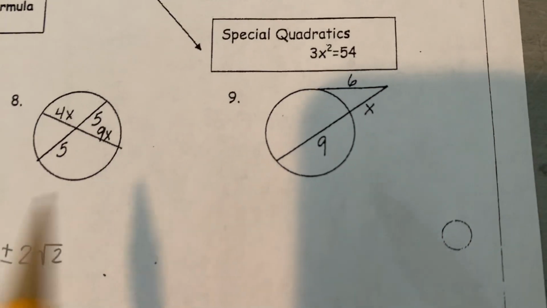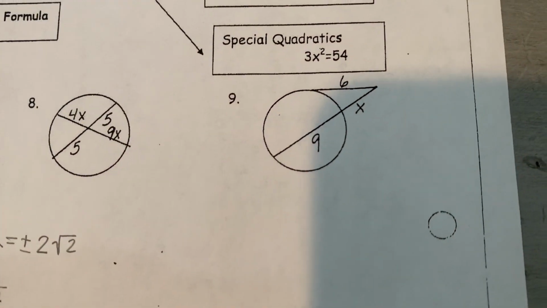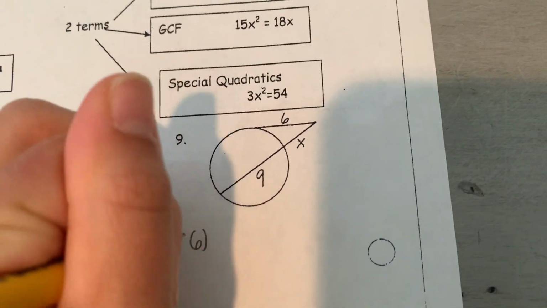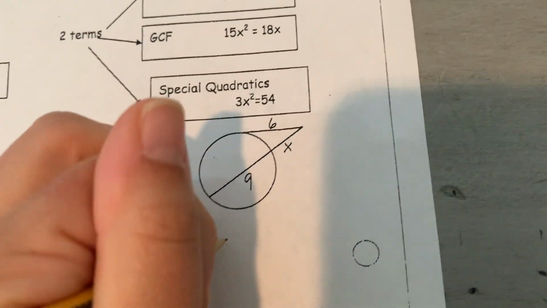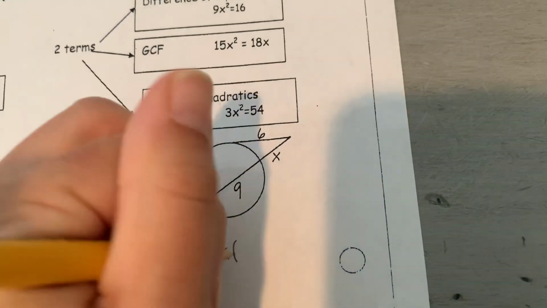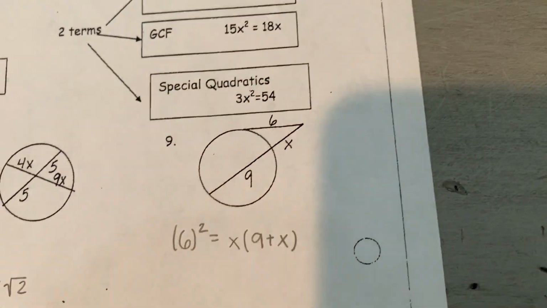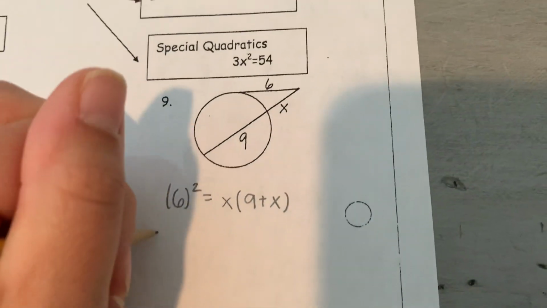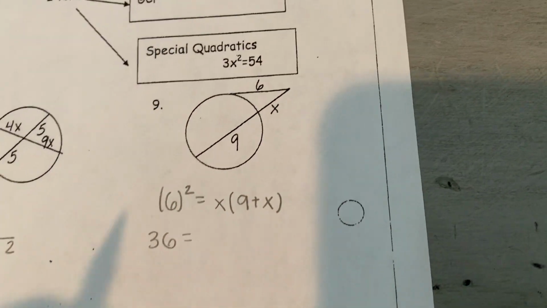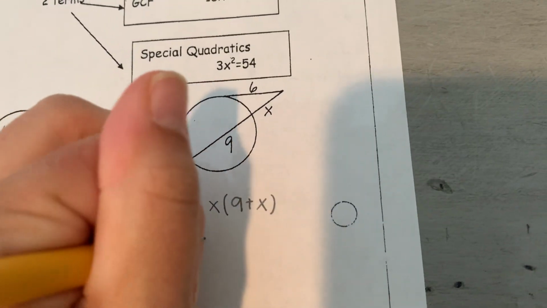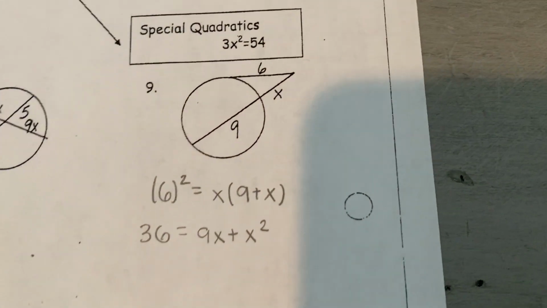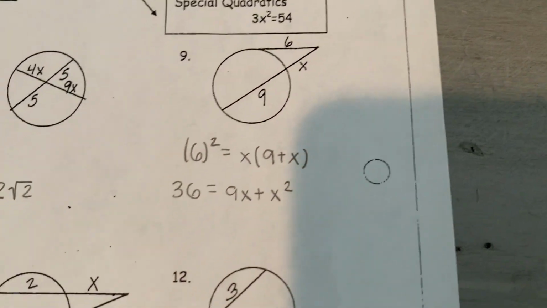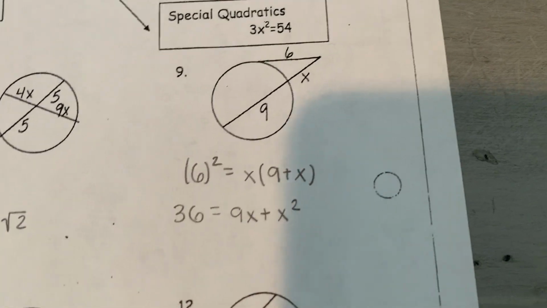Number 9, we have a tangent and a secant. So I know that tangent squared, so the 6 squared is going to be equal to the outside, which happens to be x, times the sum of the insides. Okay? 6 squared is 36. In this case, I have to distribute my x. So I'm going to get 9x plus x squared. Okay? This right here, there's nothing I can factor out. There's nothing I can do to simplify it.